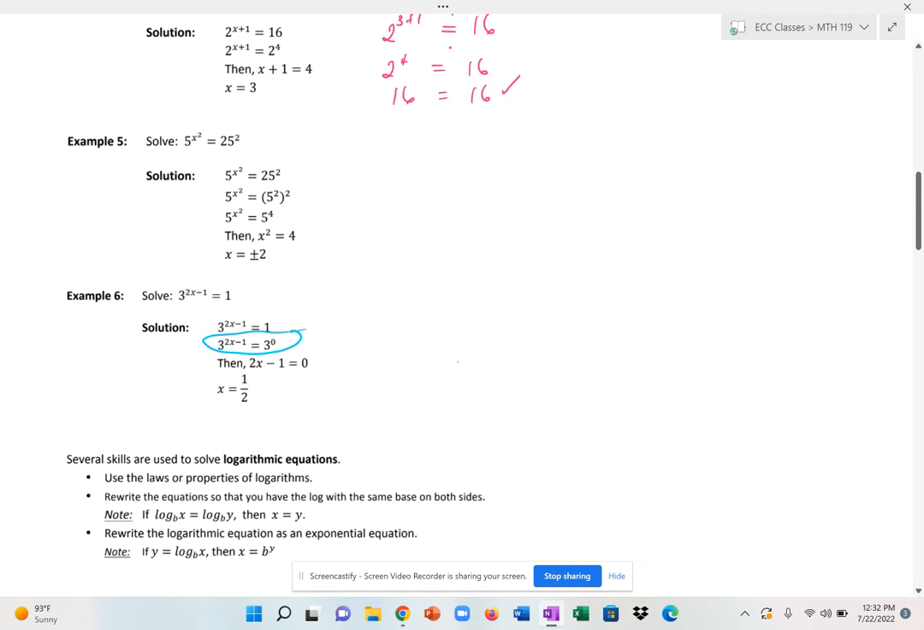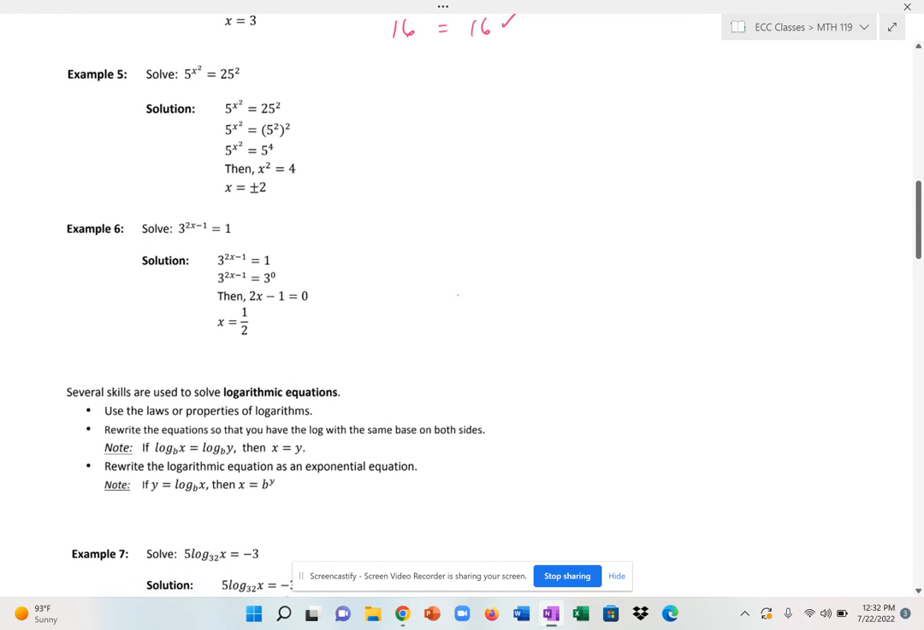Another technique is to rewrite the logarithmic equation as an exponential. And if you can do that, then you can use one of the techniques that I just described with exponential equations. And so as a reminder, if you have a logarithmic equation, that could get rewritten as an exponential by saying x is equal to b to the y. So you're going to be using either this as a technique or this as a technique. And it really depends on the problem.